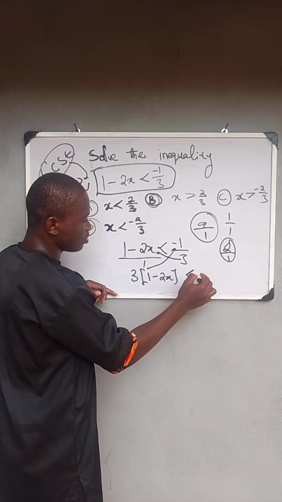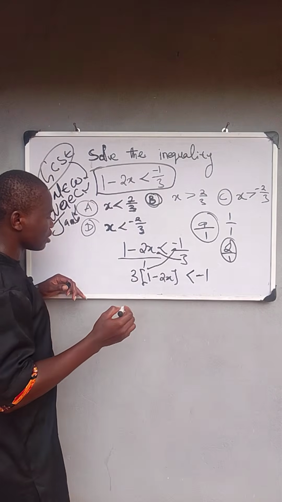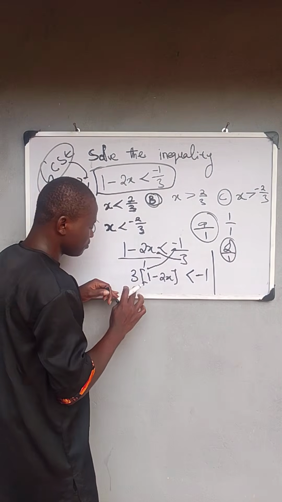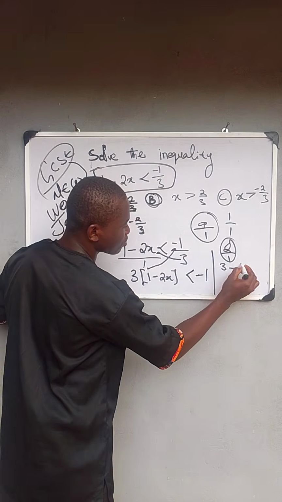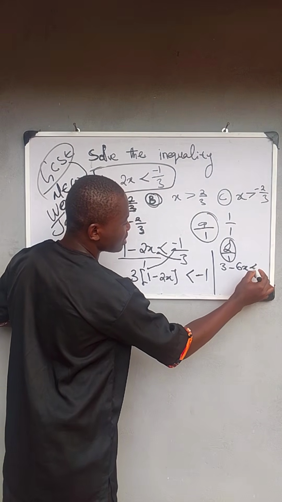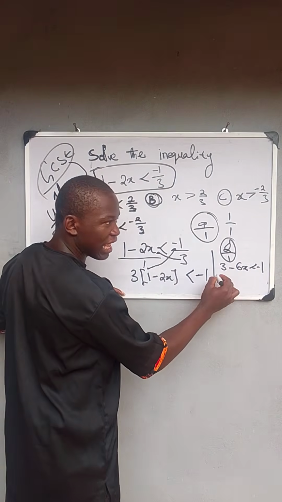2x is less than. Let's continue. 1 times minus 1 will give you minus 1. What next are you going to do? You continue your solving. 3 times 1 will now give you 3. 3 times 2 will now give you minus 6x less than minus 1. What are you going to do? You collect like terms.